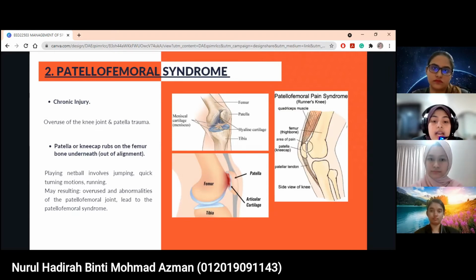We can see this in the second figure here. Because of this, it causes irritation and pain around our knee. Because playing netball involves a lot of jumping, quick turning motions, and running, it may result in overuse and abnormalities of the patellofemoral joint and lead to patellofemoral syndrome. So next.